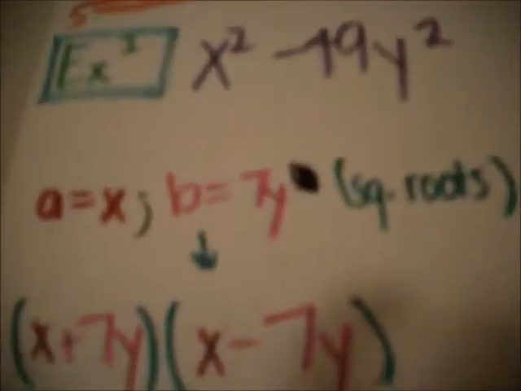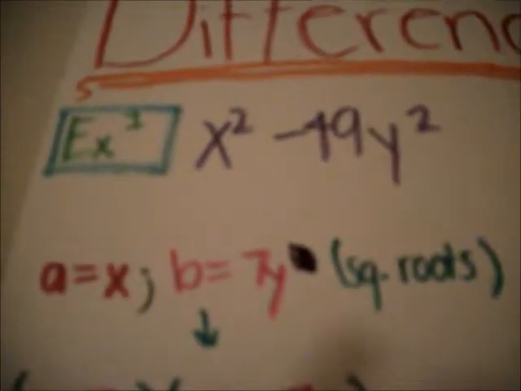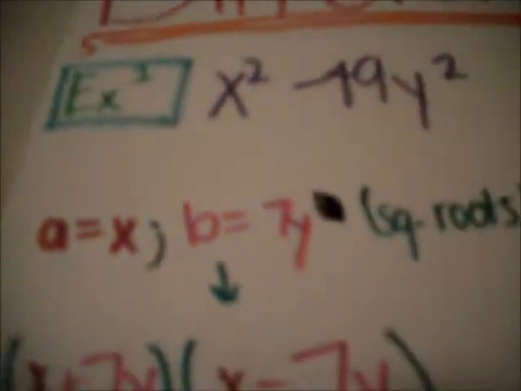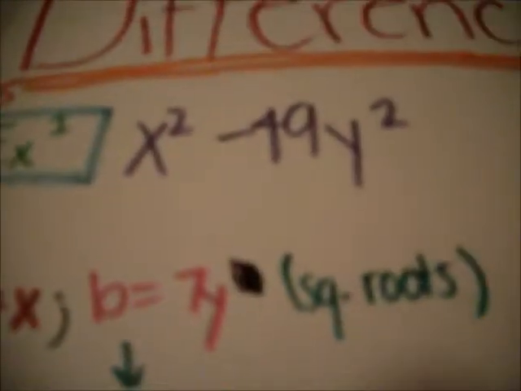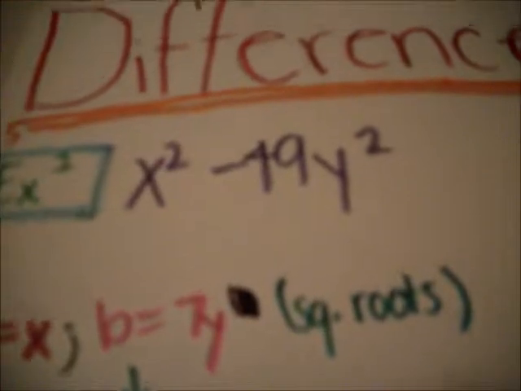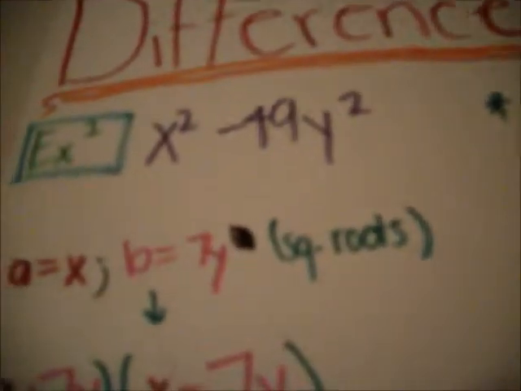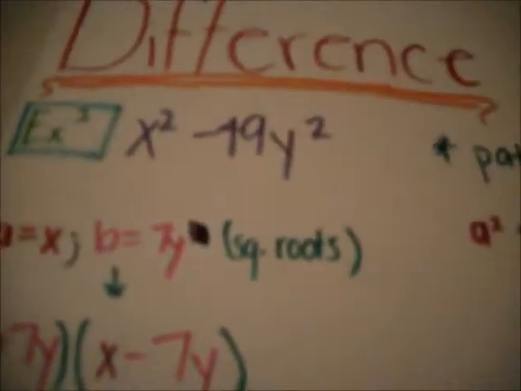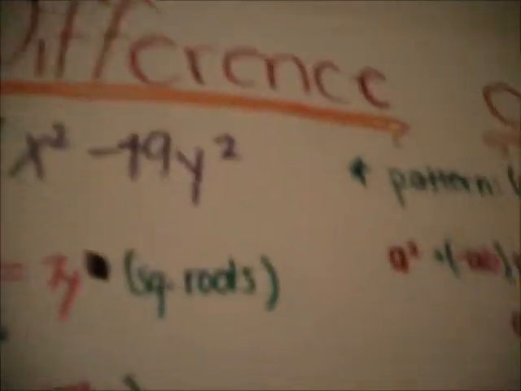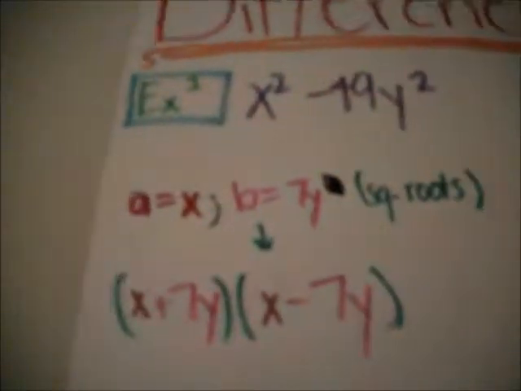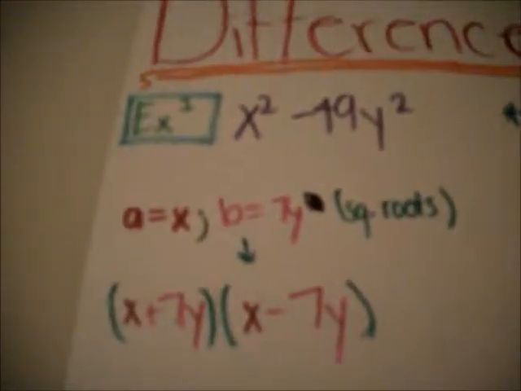For the first step, you look at each term and you try and figure out its square root. And the square root of x squared would be x. And the square root of 49 is 7. And the square root of y to the second, just like x to the second, is itself without the exponent. So we have 7y. Now, when you deal with difference of squares, you put this information into a pattern.